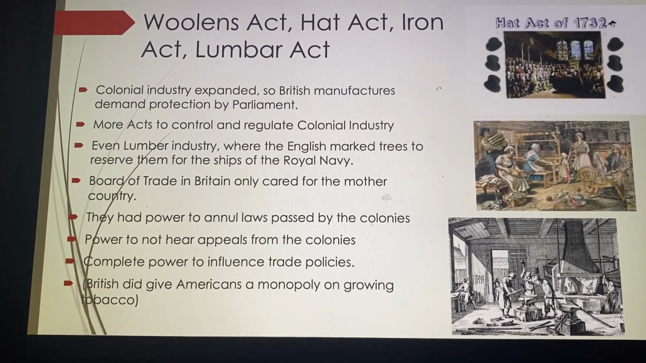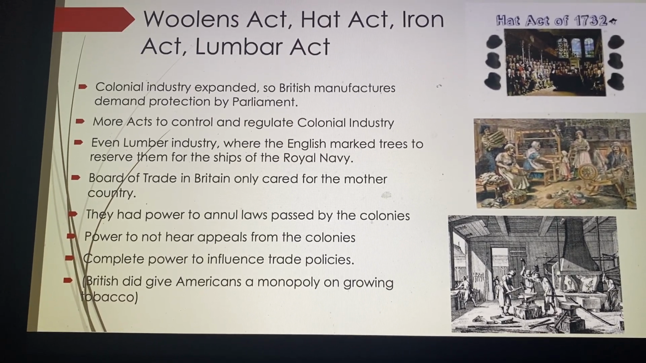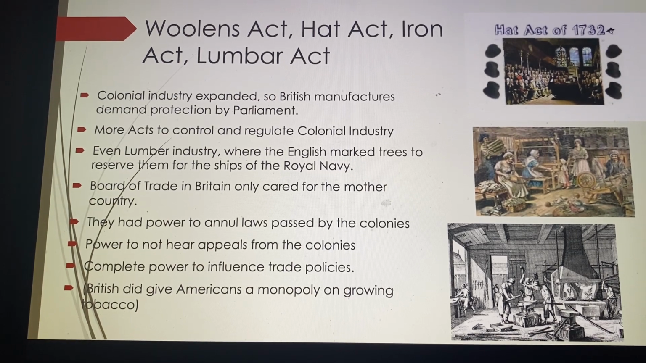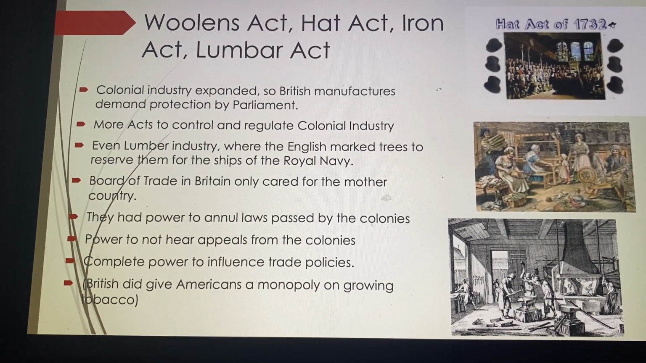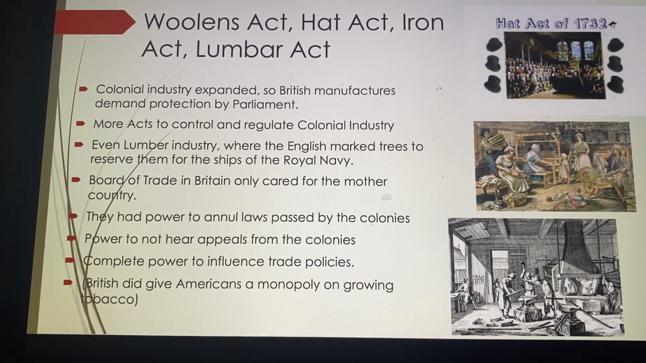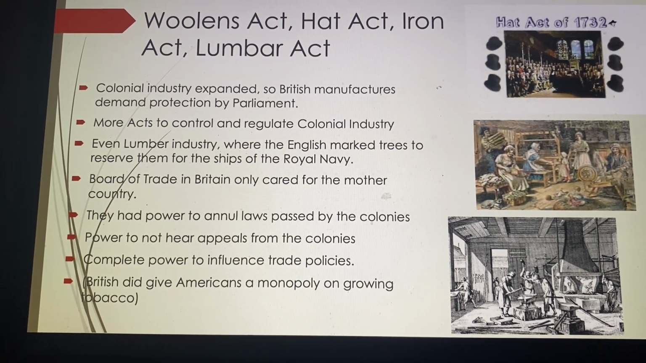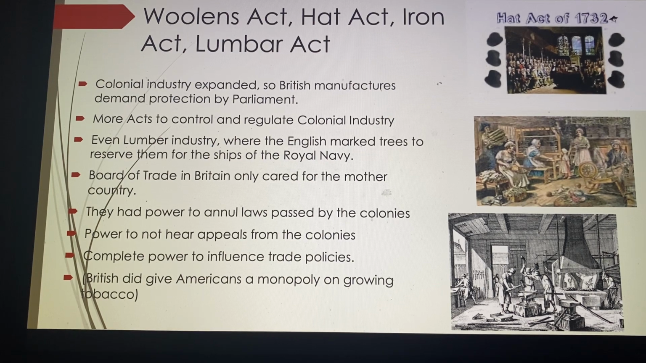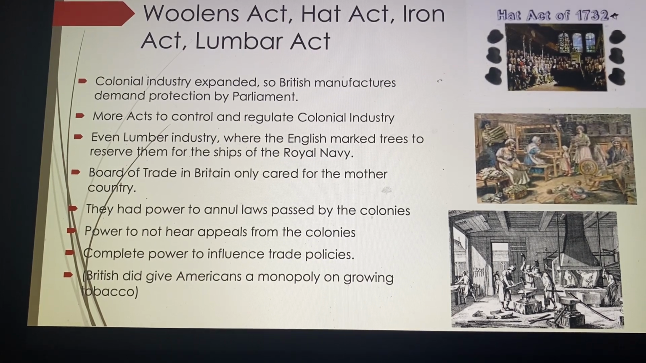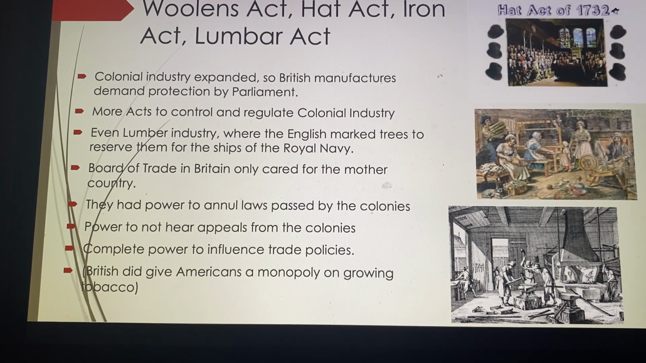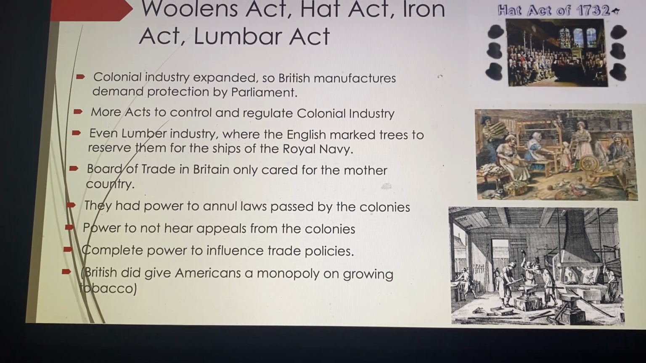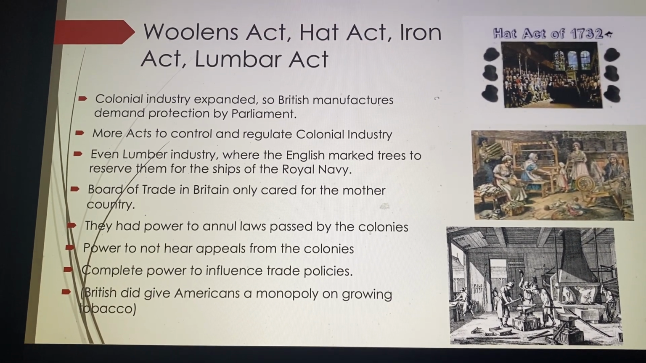Then came in more. The Woolens Act goes further: the Woolens Act, the Hat Act, the Iron Act, the Lumber Act. There would be taxes on all of these products. The colonial industry expanded, so the British manufacturers demanded protection by the Parliament. So more acts were then made to control and regulate the colonists in America.